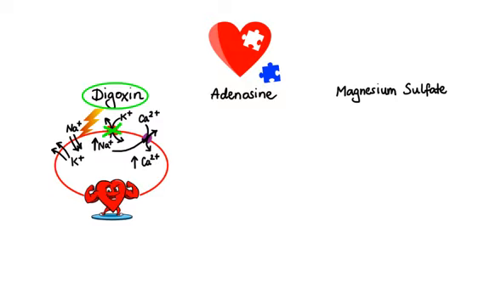Now let's talk about the second agent, which is adenosine. Unlike all the other agents, adenosine is a naturally occurring nucleoside. It works by stimulating A1-type adenosine receptors on the atrium as well as on the SA node and AV node, which results in decreased automaticity, decreased conduction velocity, and prolonged refractory period.